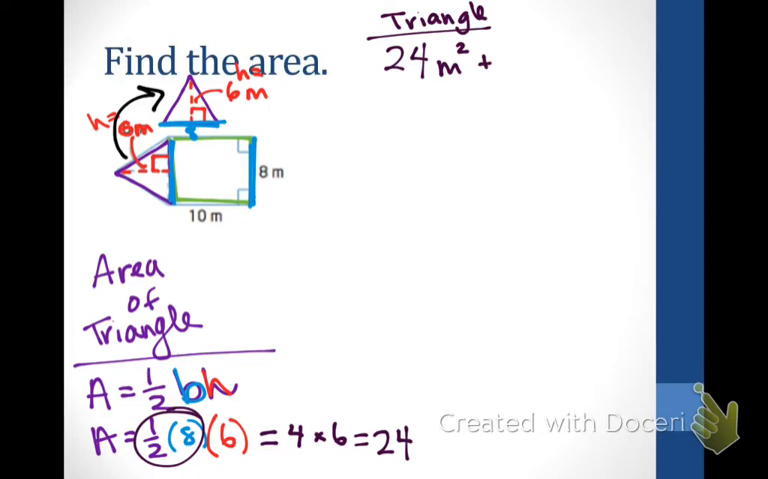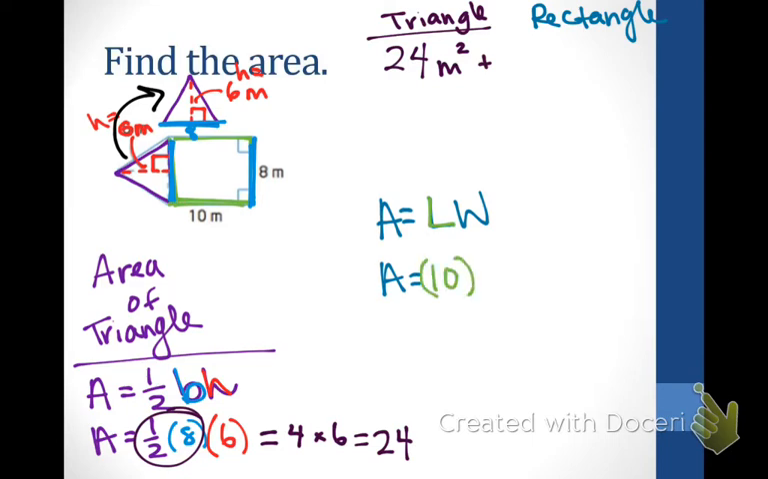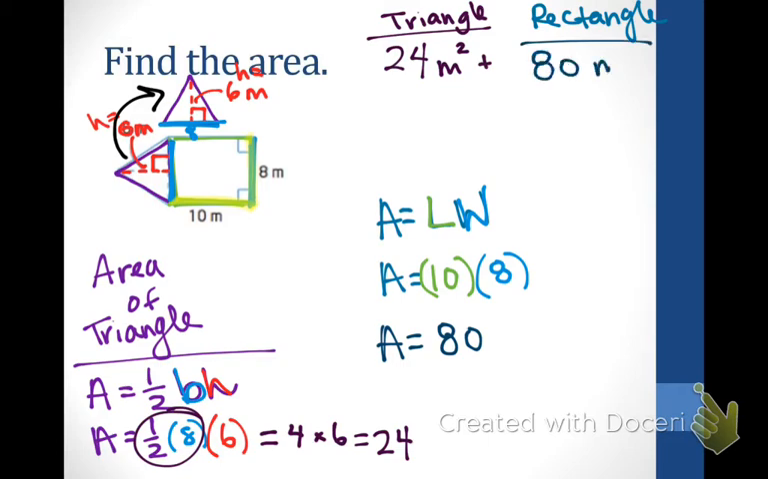Okay, then we've got to find the area of the rectangle. So area equals length times width. So I've already kind of color-coded it for you. The length is going to be 10, and the width is going to be 8. So length and width, 10 times 8 is 80. So the area of the rectangle is 80 meters squared. So we're going to add those two together, and we get 104 meters squared.